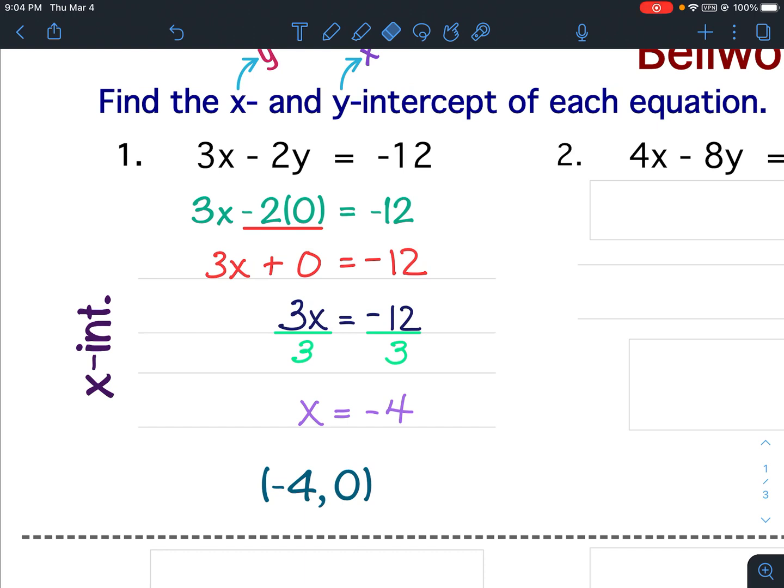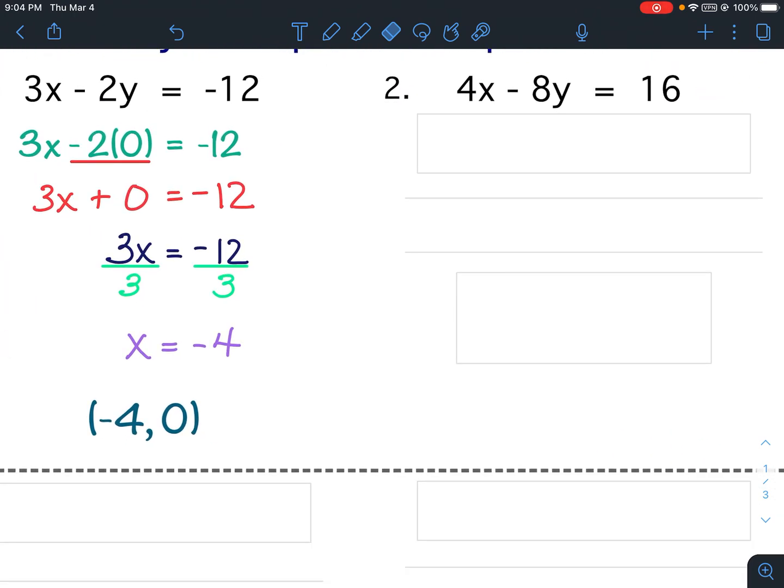So again, we plugged 0 in for y. The y term goes away. All we have left is the x term and the constant. 3x equals -12. Divide both sides by 3, and x equals -4. So what we're going to do now is make these shorter, easier. In other words, we're going to take the equation and just eliminate the y term. When you're finding the x-intercept, we're just going to eliminate the y term. So it's going to look like 4x equals 16. This term right here goes away, and we've got 4x equals 16.